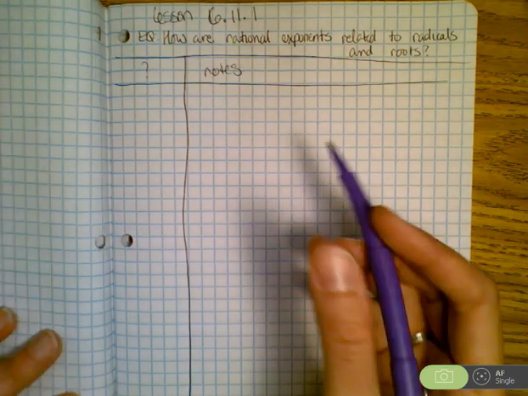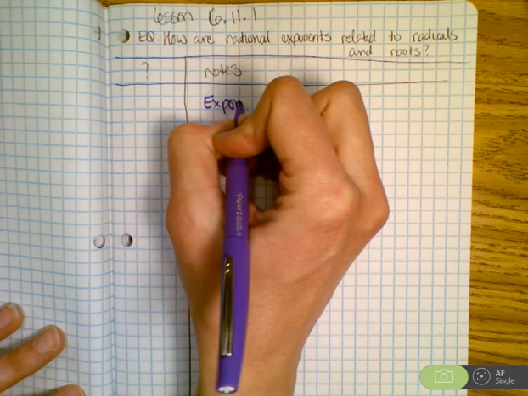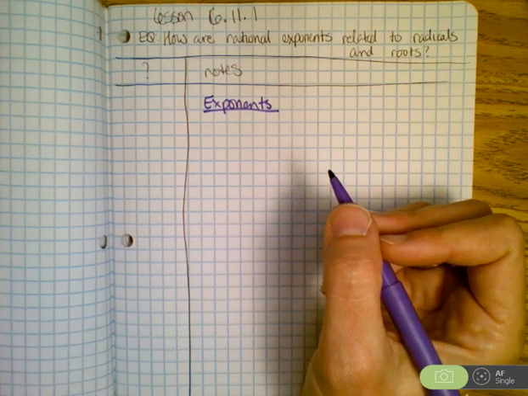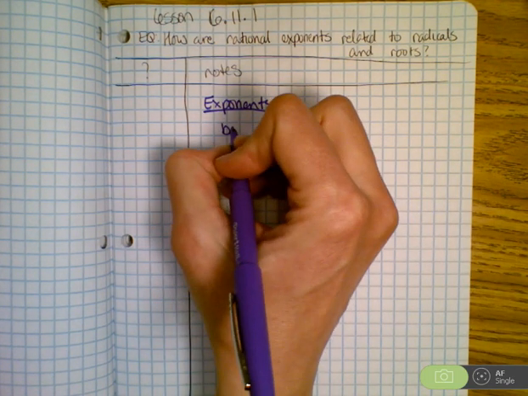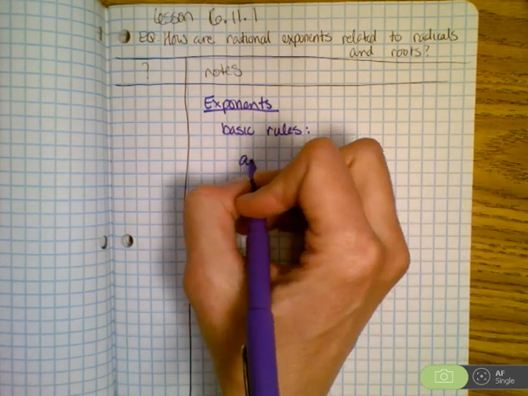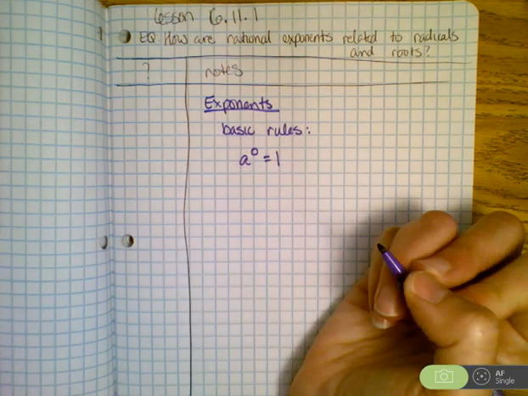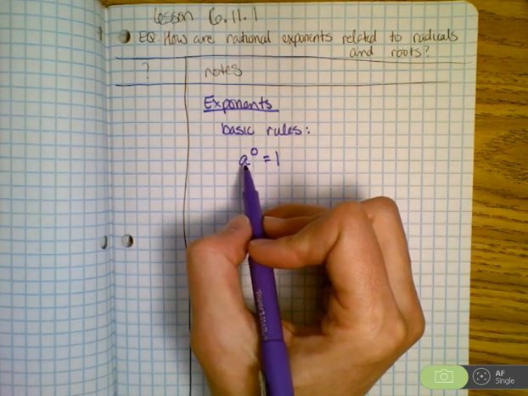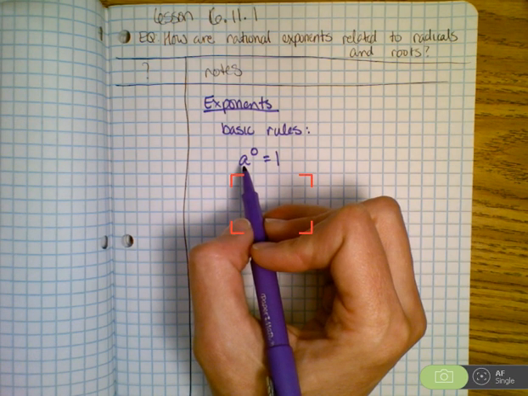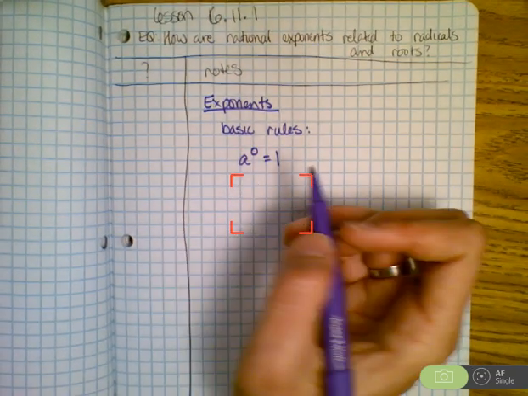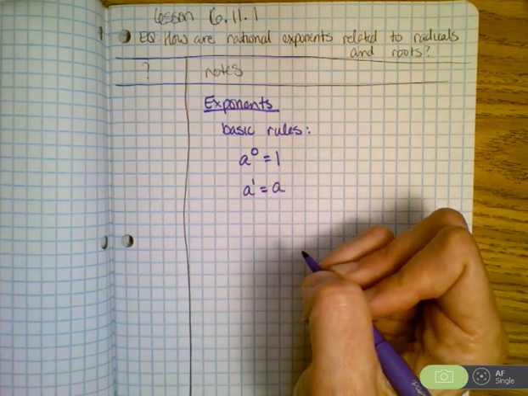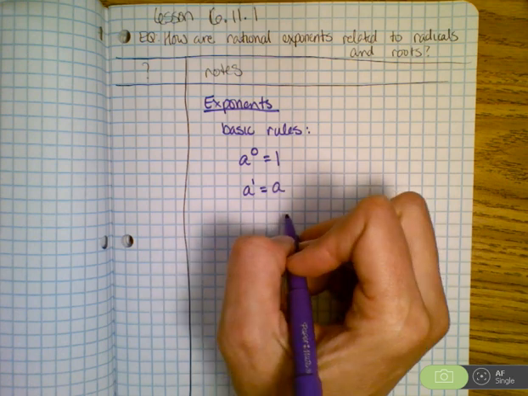In Algebra 1, you learned some things about exponents, or maybe in middle school math. It's probably been a while, so let's review some basic rules. The first one is anything to the power of 0 is equal to 1. A just stands for any variable or any number. If you take it to the 0 power, it's always going to equal 1. A second basic is a to the power of 1 is always equal to a. If you have one copy of something, it's just equal to a.